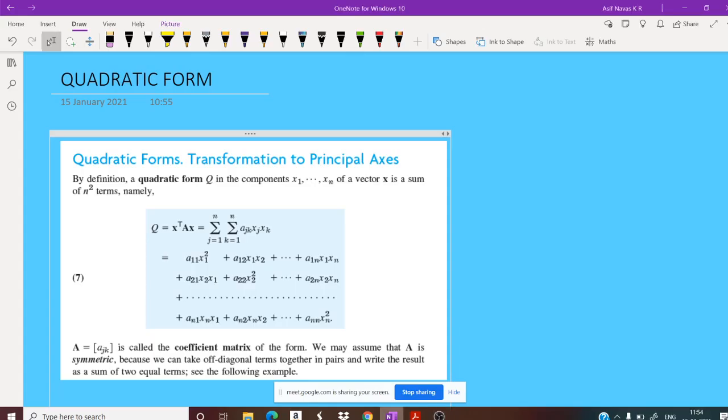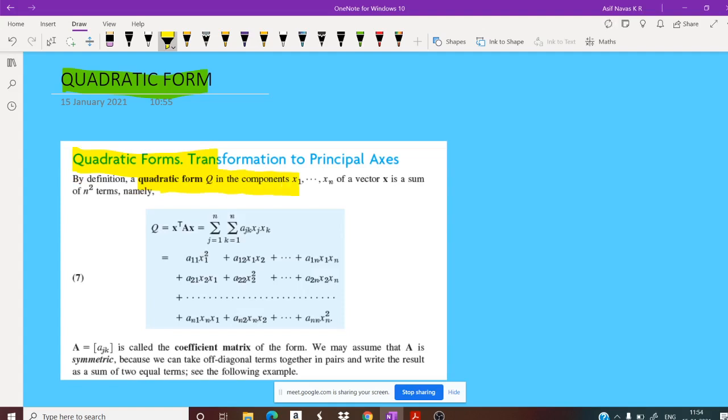Okay, so today we will discuss quadratic form. By definition, a quadratic form Q in the components x1, x2, etc. xn of a vector x is a sum of n square terms.